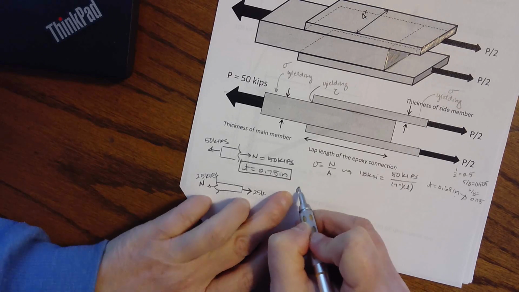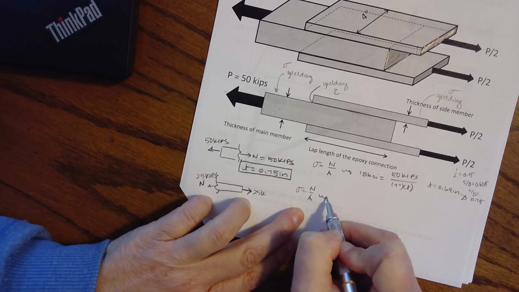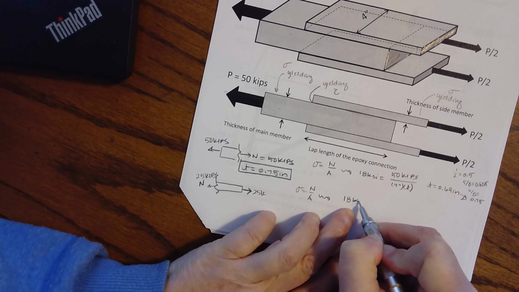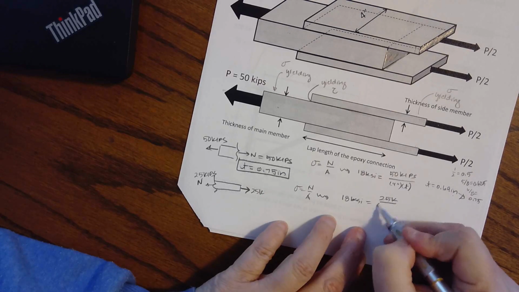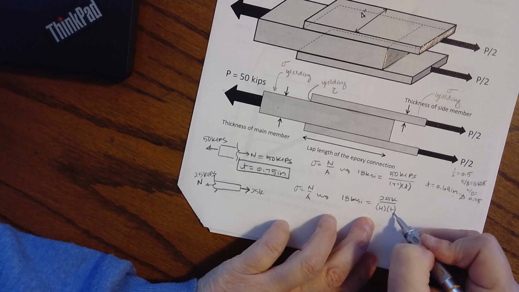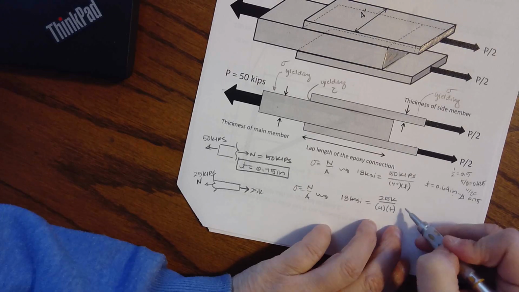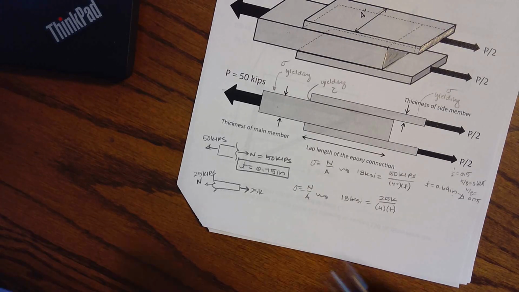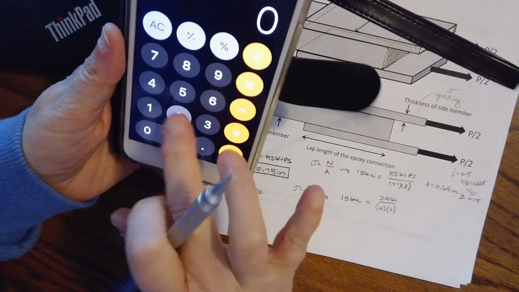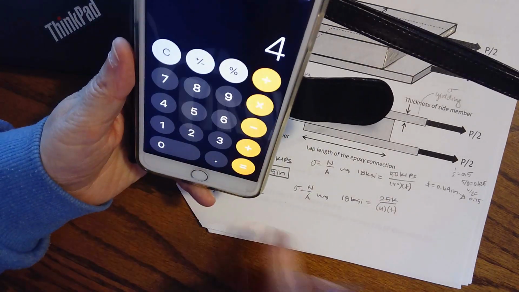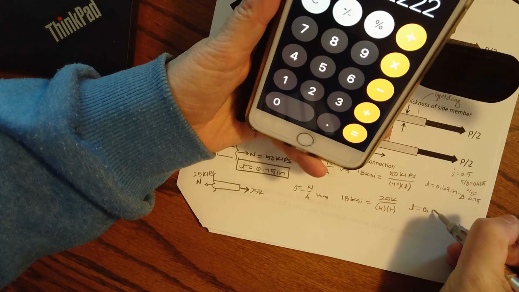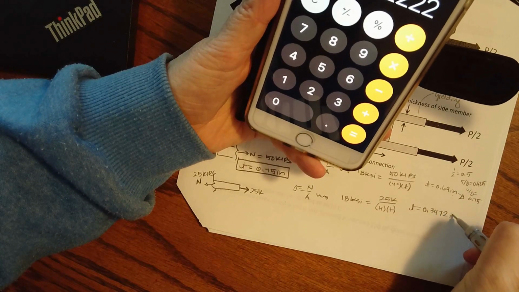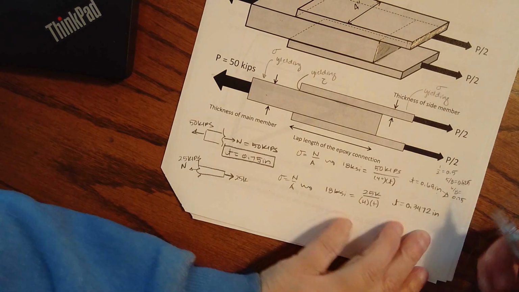Okay, so our stress equals N over A. We have an allowable of 18 KSI, we have 25 kips as my normal force, we have 4 inches, and we are trying to determine that thickness, okay? So when I do this out, I'm going to get 25 divided by 4 divided by 18 equals, I get a thickness of 0.3472 inches. And again, we have to figure out which way are we rounding.